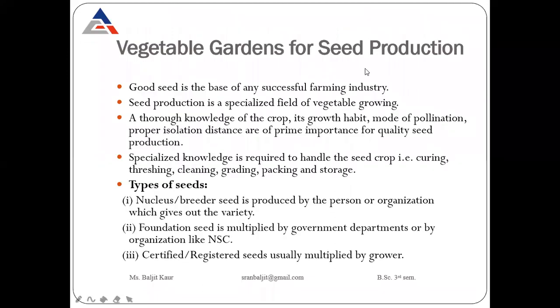Then vegetable gardens for seed production, right? Particularly for seed production, vegetable gardens are grown. So good seed is the base of any successful farming industry, right? So good seed production is done. Seed production is a specialized field of vegetable growing. A thorough knowledge of the crop, its growing habit, its mode of pollination, proper isolation distance, these are of prime importance for quality seed production.